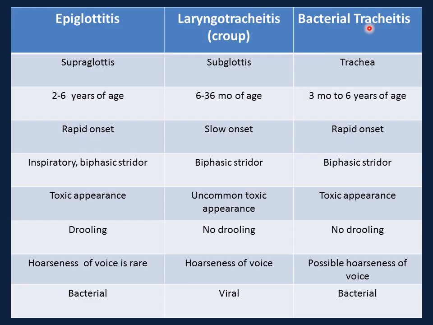Bacterial tracheitis is a severe condition and should be taken seriously. The site of obstruction is in the trachea. The age of presentation is 3 months to 6 years of age. The onset is rapid and fast. The type of stridor is biphasic, inspiratory and expiratory. These kids look very sick. They have toxic appearance associated usually with high fever. Not associated with drooling. The hoarseness of voice is possible in this case. The most common bacteria isolated in cases of bacterial tracheitis is Staph aureus.